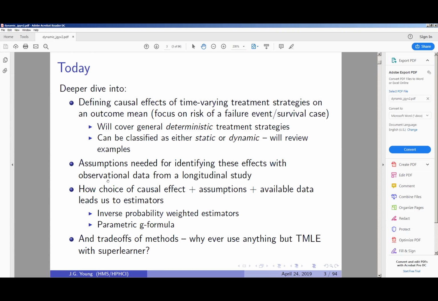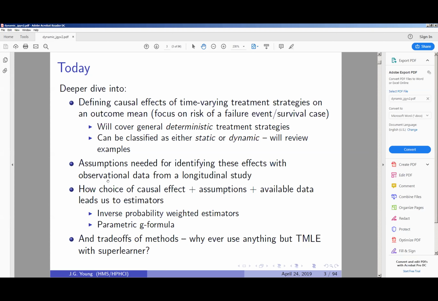In this presentation, I'm going to focus on outcomes that correspond to indicators of a failure event by a specified end of follow-up, so say indicator of all-cause mortality by the end of a 5-year follow-up. So in this case, the outcome mean translates to a cumulative risk. We're going to cover general, as I'll clarify, deterministic treatment strategies, which again can be classified as either static or dynamic, and we'll review examples in this context.